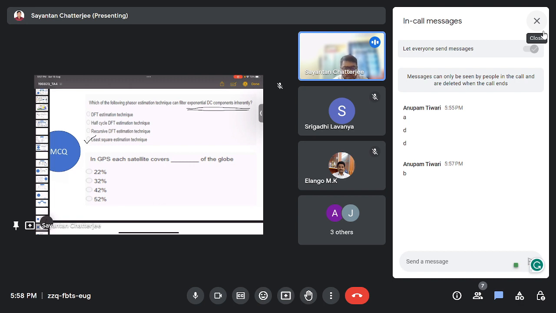It's directly from the slide. So there are 24 satellites, 24 total satellites, and each satellite covers... any guesses? Any guesses?